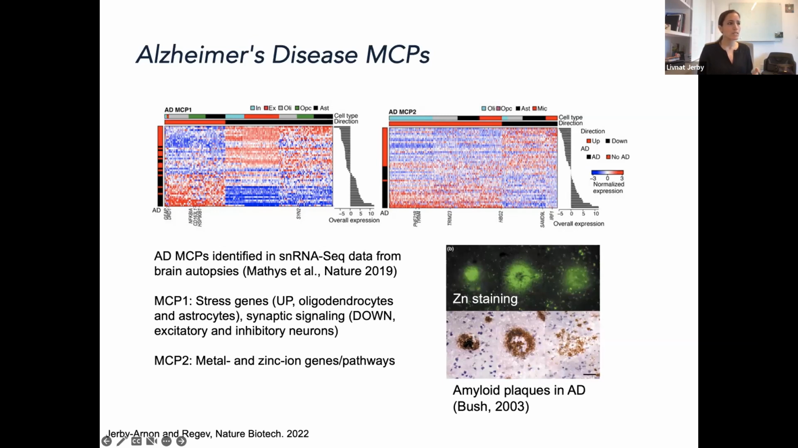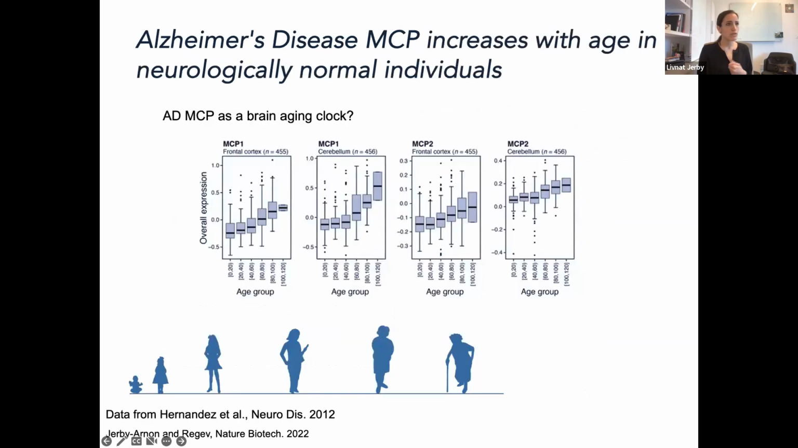And so perhaps this MCP was able to recover this latent property of the tissue related to the abundance of zinc, and that could potentially lead to the pathology that we eventually see. And lastly, we turn to examine whether this is linked to disease predisposition in Alzheimer's disease.